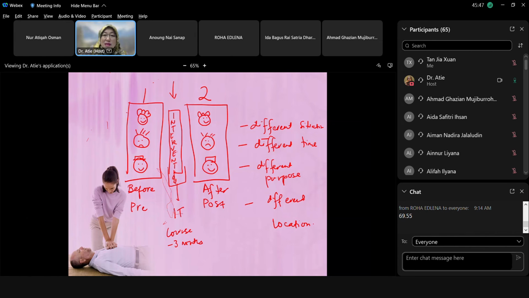So for example, they use type A, and then we also give them type B. So we want to compare which one, brand A or brand B, is better for them, for example. And then different location: you test them in Johor Bahru, and later you bring them to Kuala Lumpur. Maybe the location may affect their personality and so on. So those are some of the examples for the dependent sample.